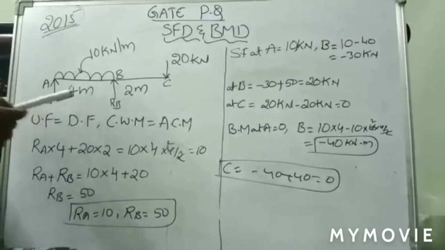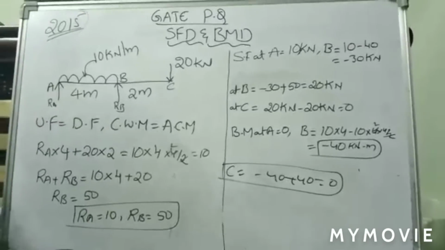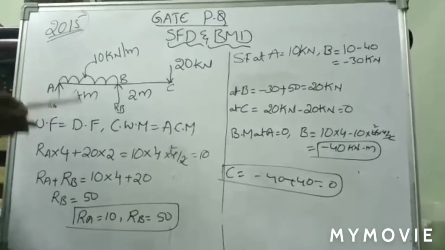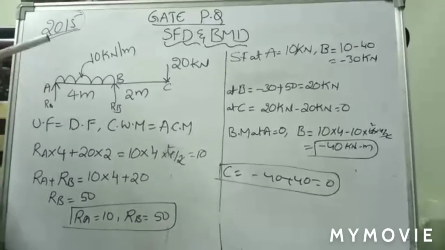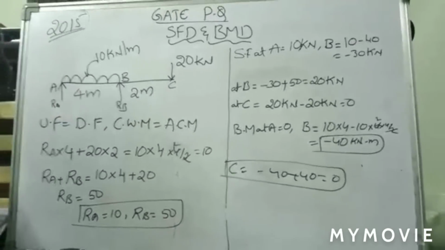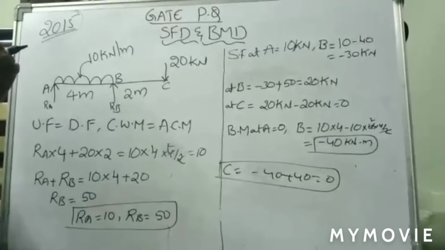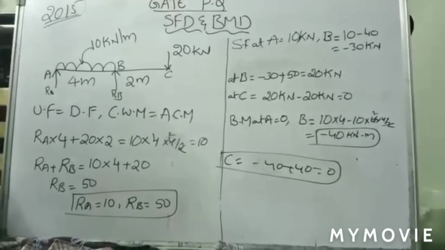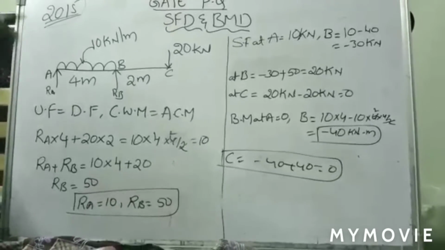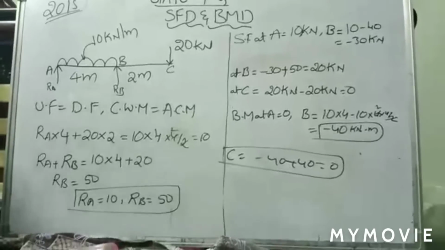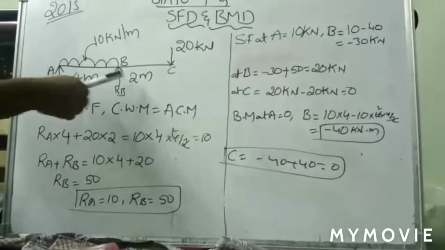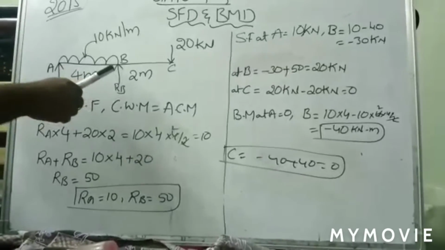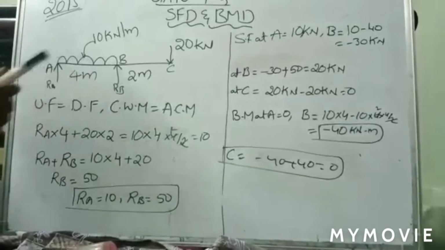But while you are solving the GATE exam, all those things are not necessary, because in the GATE exam you have only a small amount of time, so you have to just solve the problem as per your knowledge. Knowledge is very important. How efficiently you can solve the problem, that is more important, right? So by looking at the object, it is an overhanging beam, with supports RA and RB.